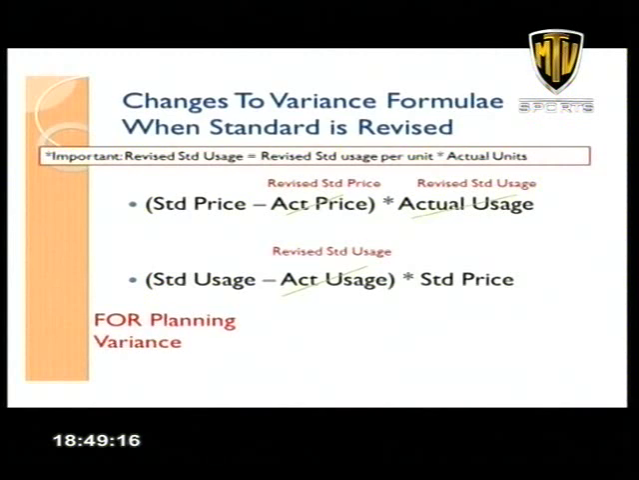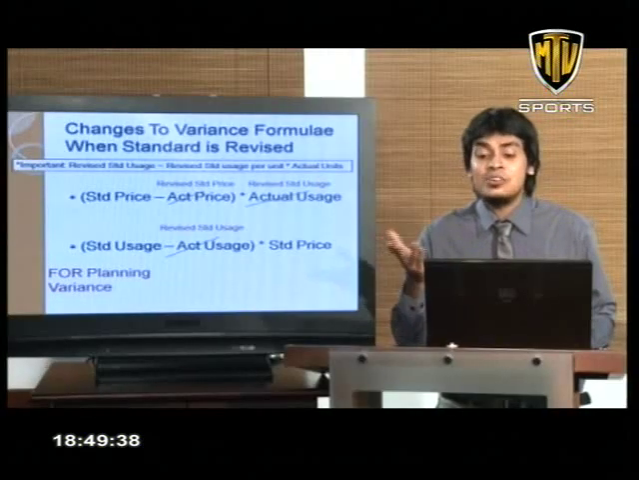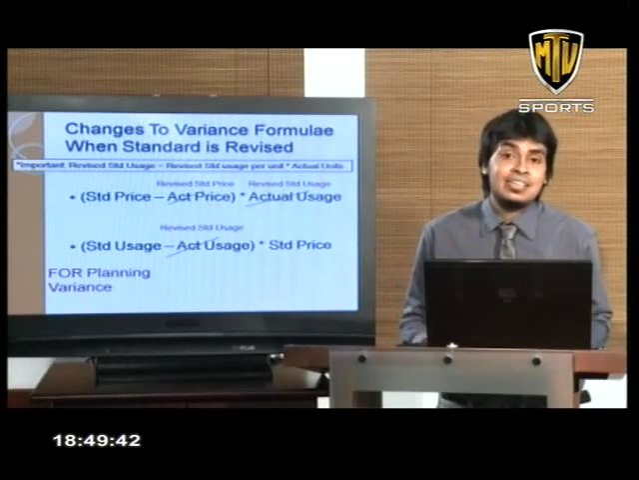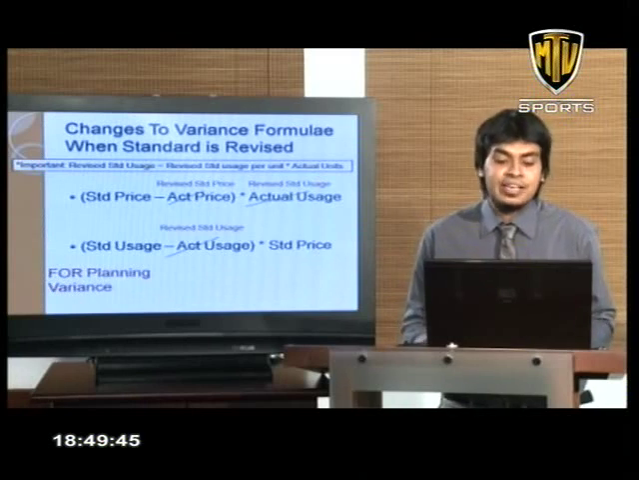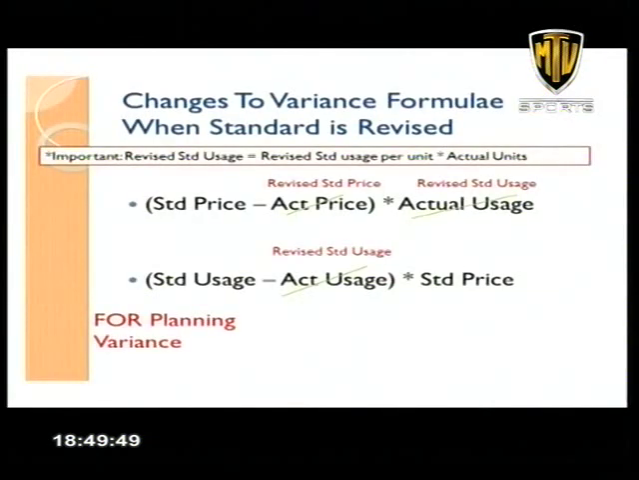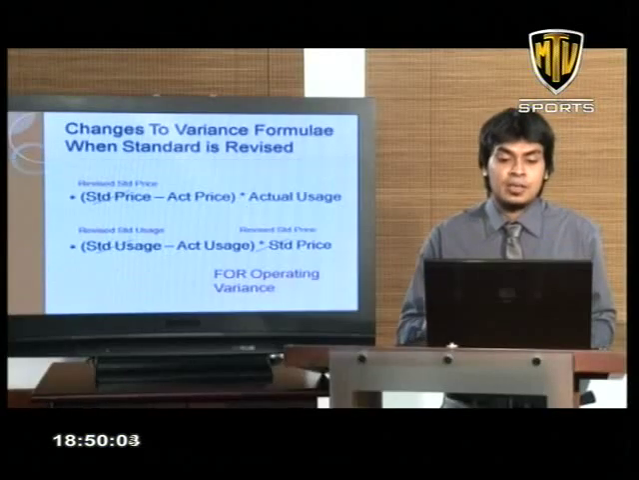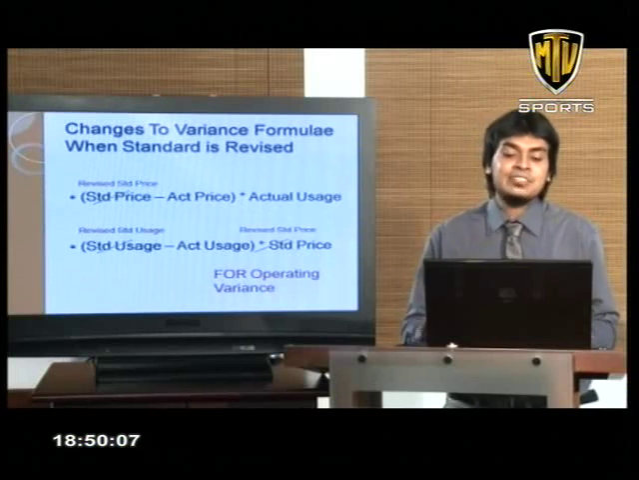Now you need to remember, revised standard usage is always equal to the revised standard usage per unit multiplied by the actual activity level, not the budgeted activity level. So although you're revising the standard, you're revising only the standard usage per unit. The actual units are still used to calculate the revised standard usage. Similarly, in the case of a usage variance, you're not going to be comparing standard usage and actual usage. You're going to compare the standard usage and the revised standard usage. So where you have actual usage, you can replace that with revised standard usage, and that will give you your planning usage variance.